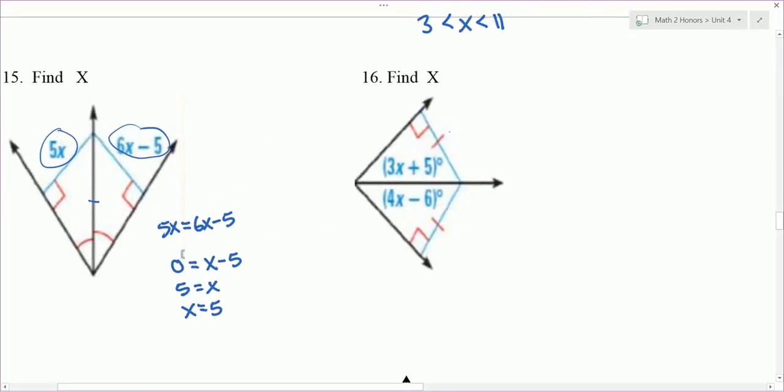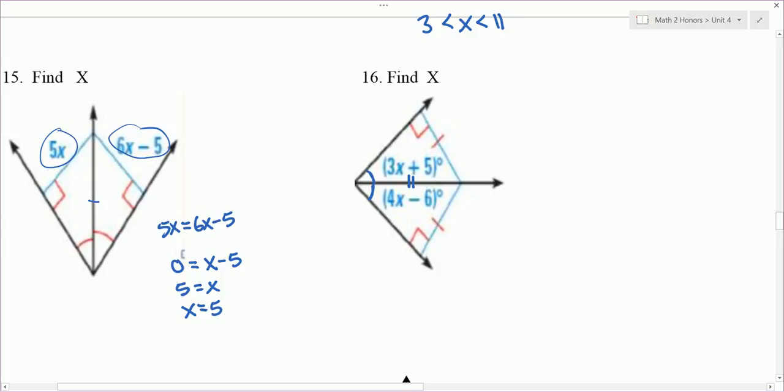Number 16. We have two angles in two different triangles. The triangles have right angles, so these are right triangles. The hypotenuse is shared, and they have a leg matching. And so if you have right triangles with a congruent hypotenuse and a congruent leg, we can use hypotenuse-leg congruence to say that the triangles are congruent.